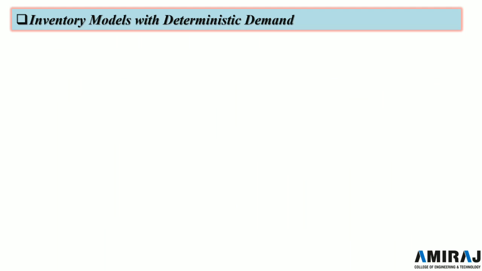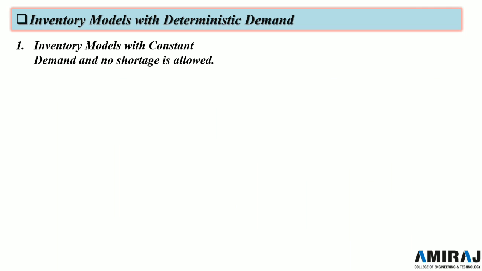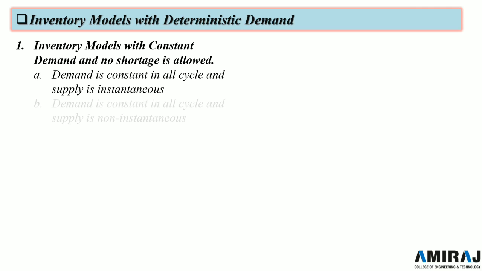So let us discuss them one by one. The inventory model with constant demand and no shortage allowed, which means demand is constant and no shortage is allowed, has two types. First, demand is constant in all cycles, and the supply is also instantaneous. So whenever we have a shortage, we get the instant supply, while another type is when the supply is non-instantaneous.